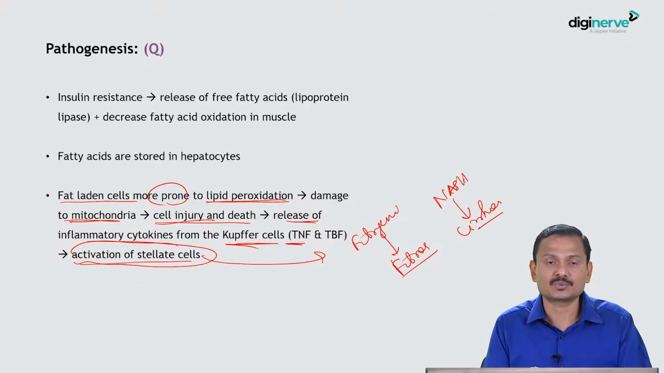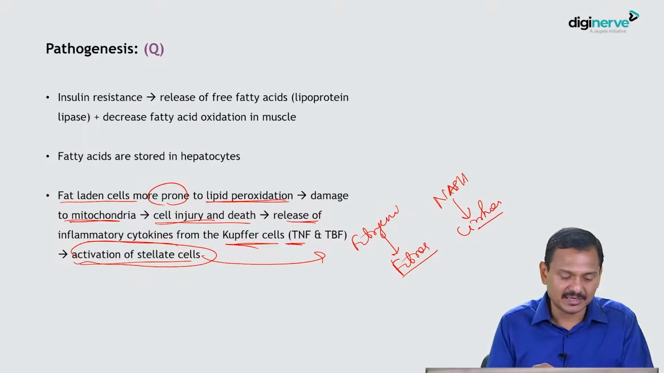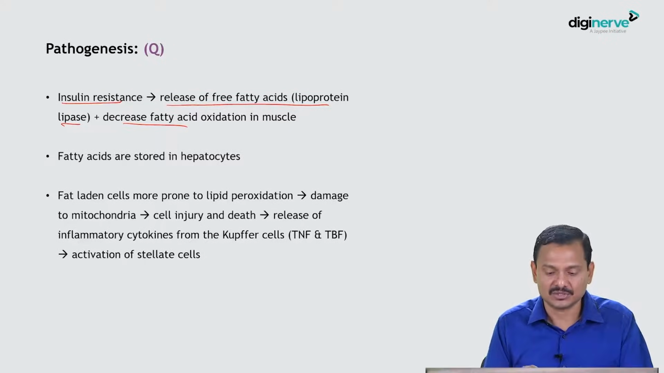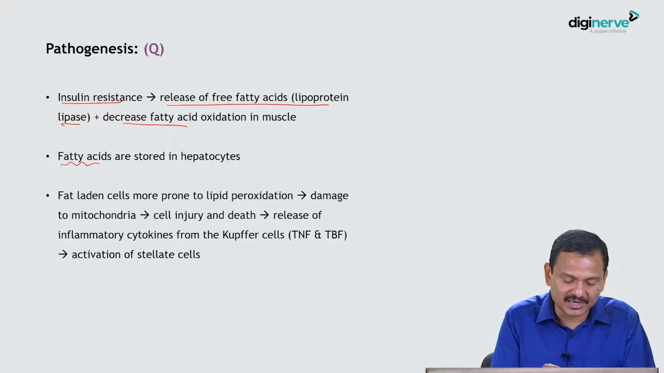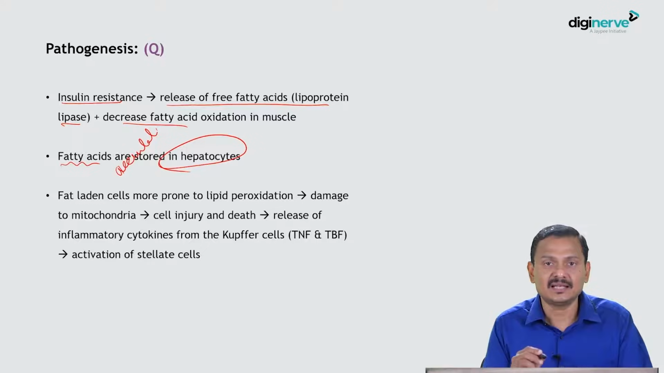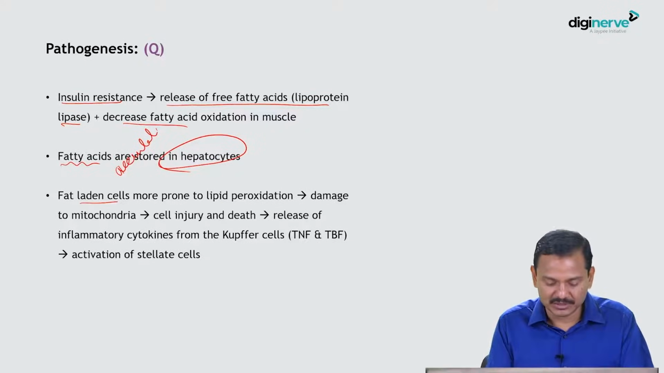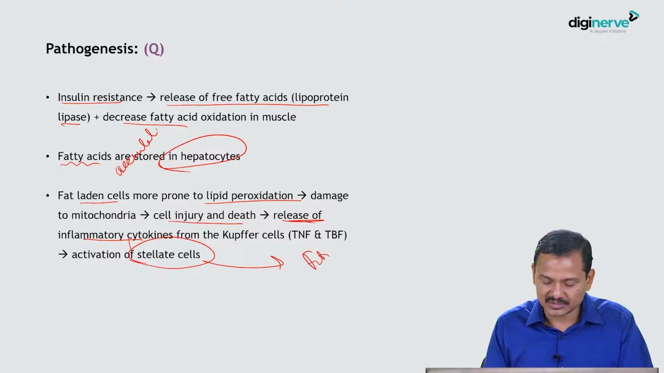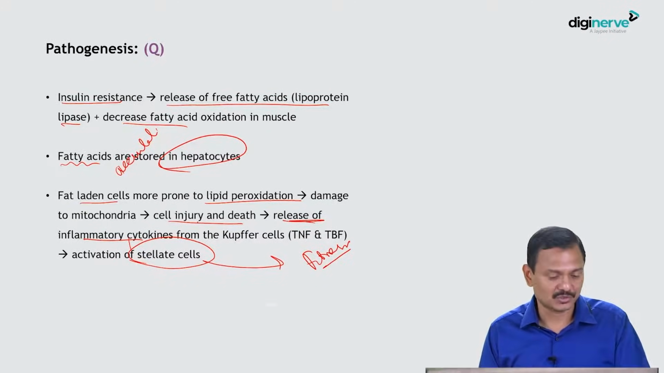So I hope you have understood the pathogenesis here. I will again elaborate: insulin resistance leads to increased lipoprotein lipase activity and decreased fatty acid oxidation. So once there is increased fat, this fat is accumulated in the hepatocytes, and the cells rich in fat are prone to lipid peroxidation, and this lipid peroxidation will lead to cell injury and death. This cell injury will release cytokines that will activate the stellate cells. Stellate cells will cause fibrosis. So that is how NASH can progress to cirrhosis.